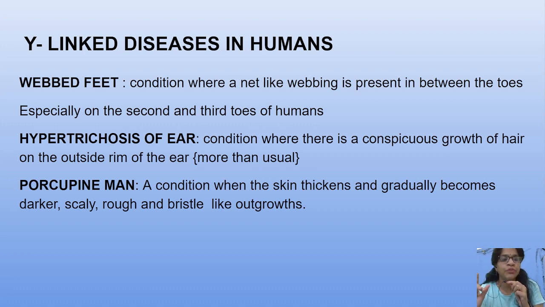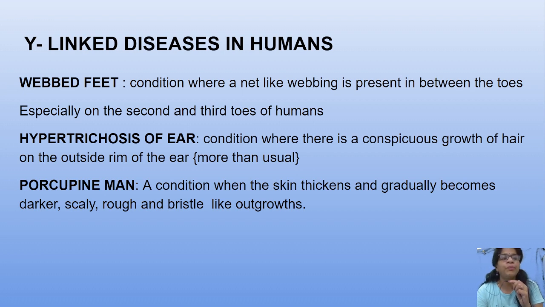Okay. And hypertrichosis, this you often hear, where people see conspicuous growth of hair, more and more overgrowth of hair around the rim of the ear. Hypertrichosis is a condition mainly due to more than the usual amount of hair growing on the outer rim of your ear. So it is overgrowth, hypertrichosis.